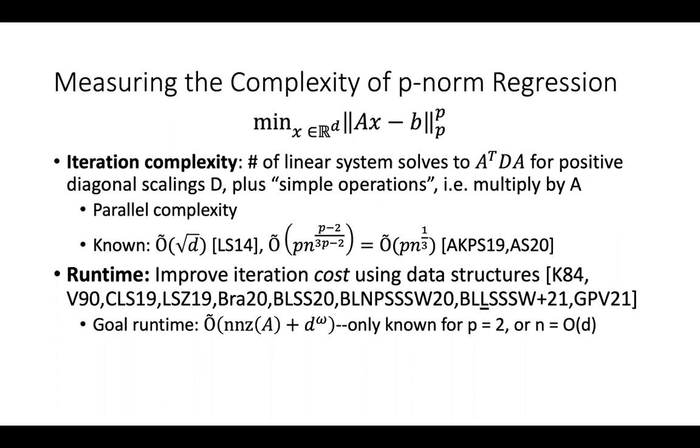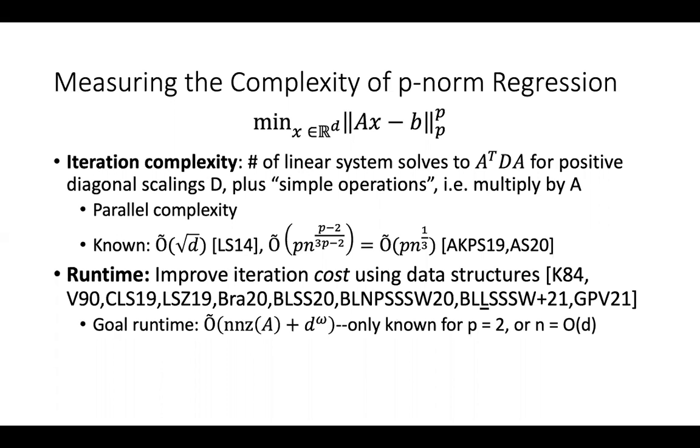This is a natural model to study because it implies parallel complexity, and also generally leads to faster runtimes. As for what's known, it's known that you can do this in O tilde square root d iterations by work of Lee and Sidford on interior point methods, and also O tilde p times n to the (p minus 2) over (3p minus 2), which is something like O tilde p n to the 1/3.